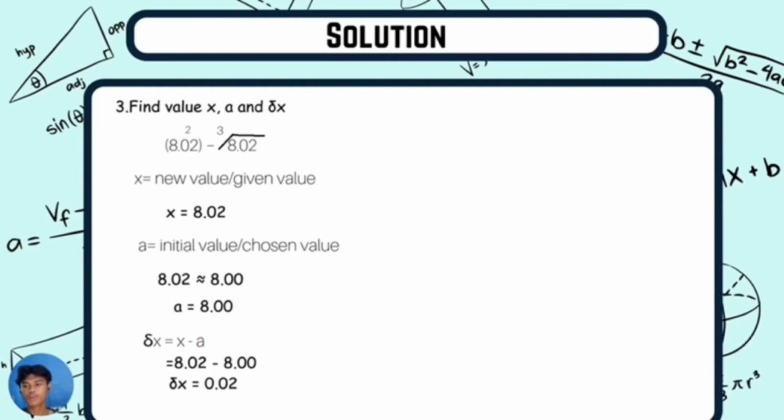Lastly, we need to find the value of delta x. Looking at the formula, it's x minus a. So the value of delta x is 8.02 minus 8 equal to 0.02.